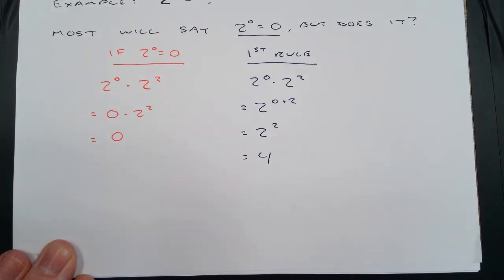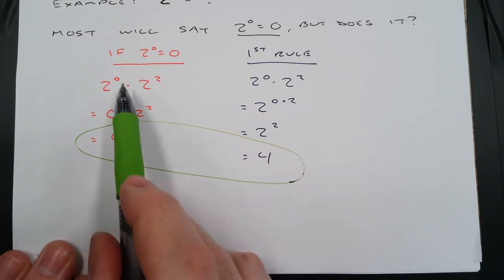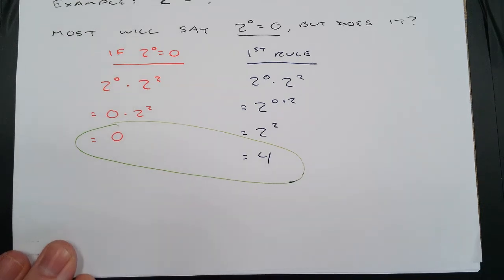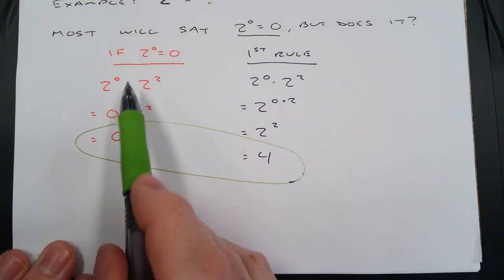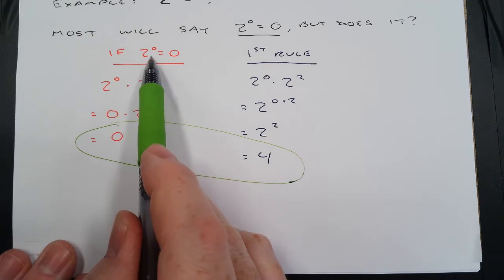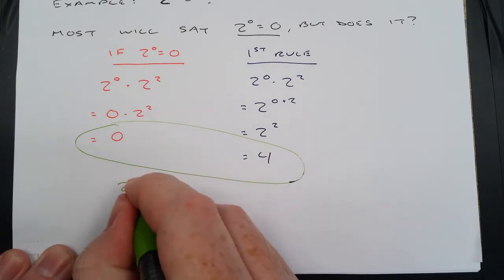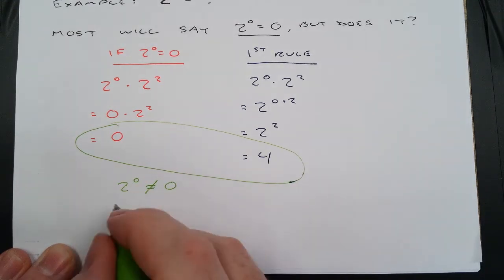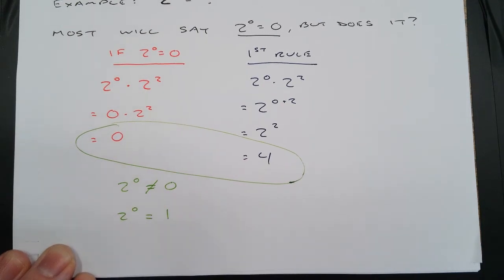Obviously, there's something wrong here because the same expression cannot equal 0 and 4 like that. So either the first rule is wrong or 2 to the 0 equals 0 is wrong. The rule or this has to be wrong. Well, this is what's wrong. 2 to the 0 does not equal 0. In fact, 2 to the 0 does equal 1.